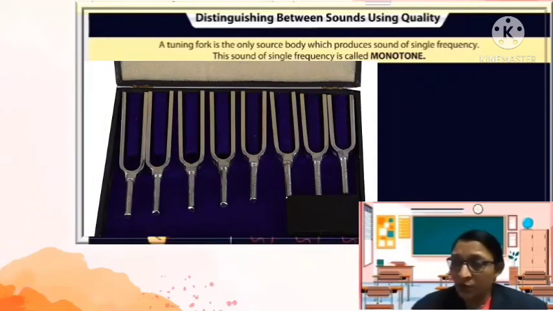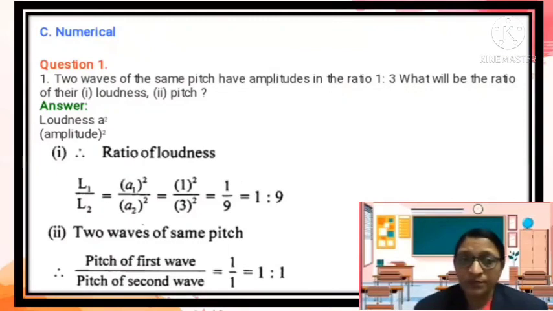Keep in note, different tuning forks have different frequencies, and when they are struck with a rubber pad, their prongs start to vibrate with different frequencies and produce sound of different frequency. For example, tuning forks of frequency 256 per second, 288 waves per second, 320 waves per second, 384 waves per second, 480 waves per second, and 512 waves per second are available. Let us move to the numericals given in the exercise of your lesson.